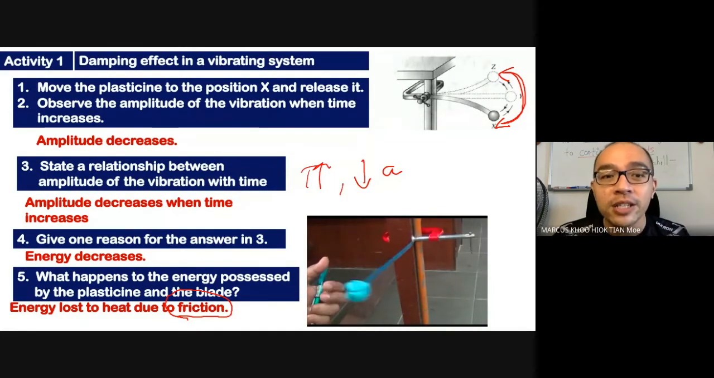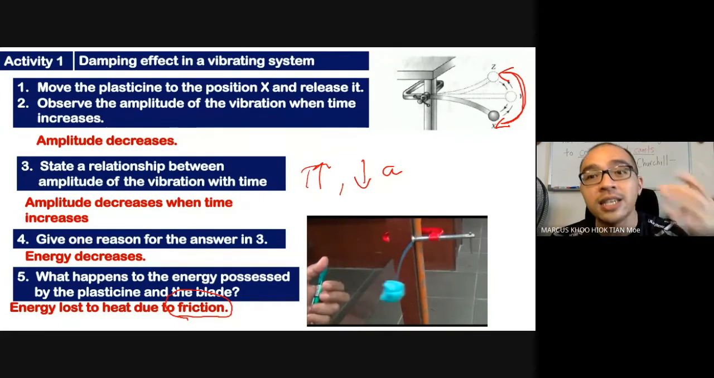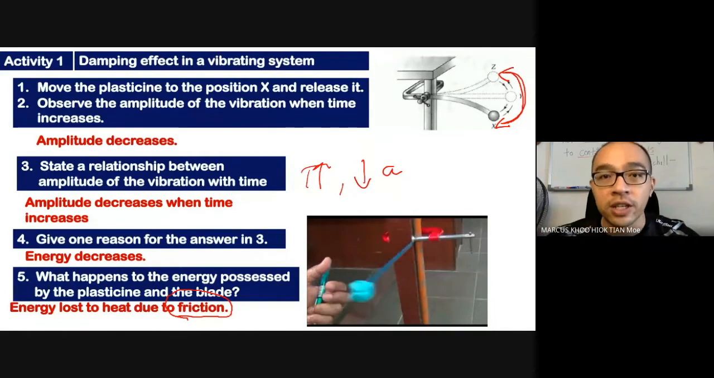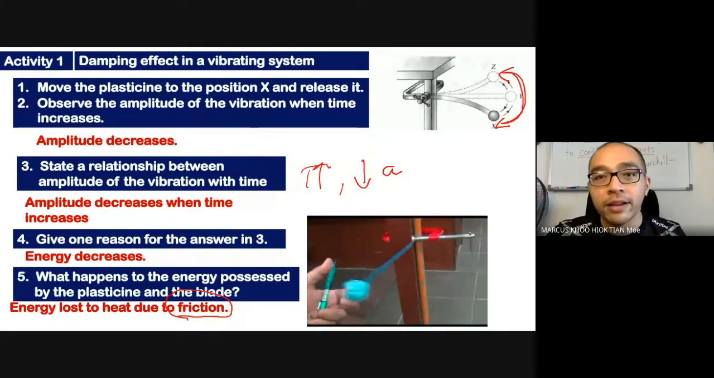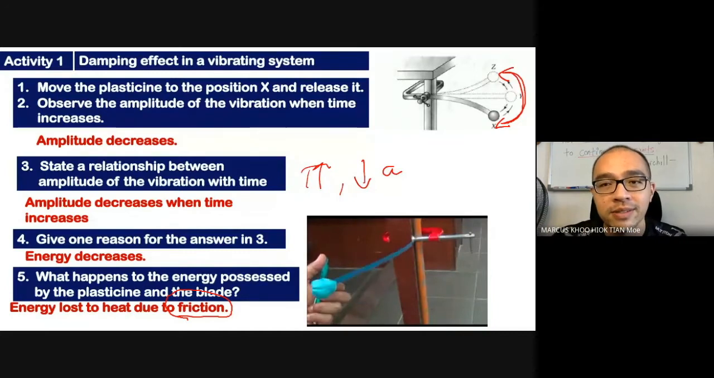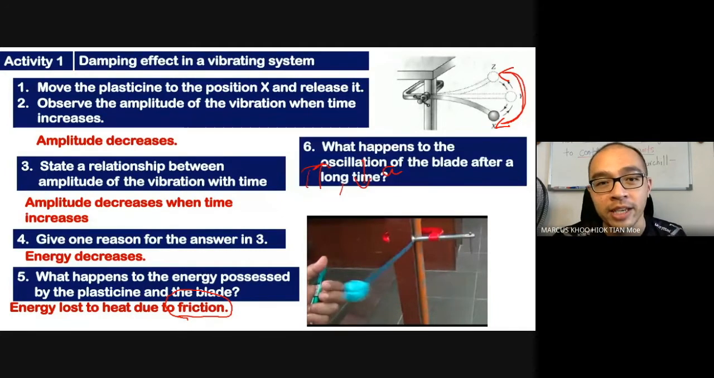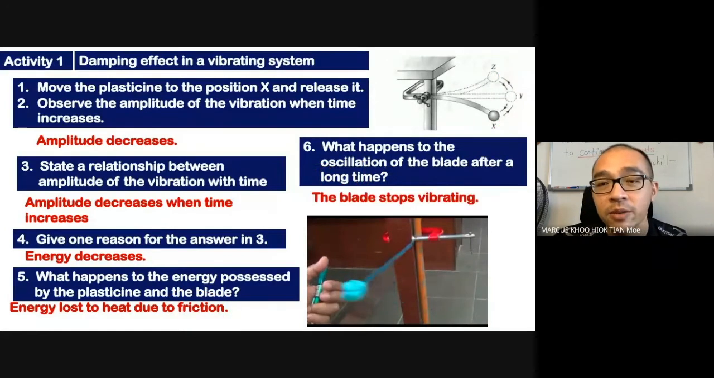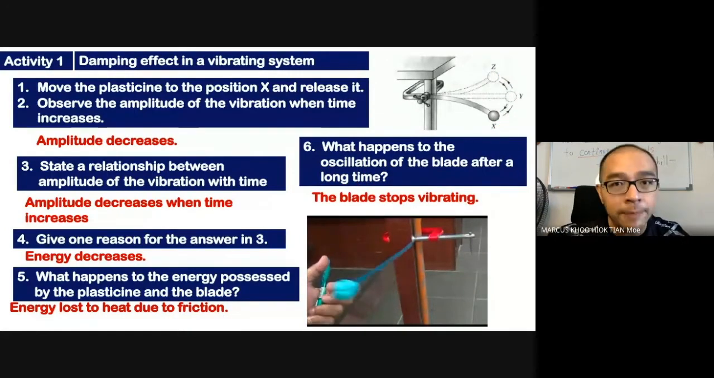Because friction causes heat. And when friction causes heat, energy is lost because the energy that you have is transferred into heat to overcome that friction. Wow, this is like so many life applications lah. So what happens to the oscillation on the blade after a long time? The blade will stop vibrating. After a long time, it's going to lose all its energy and then finally it's going to stop vibrating.